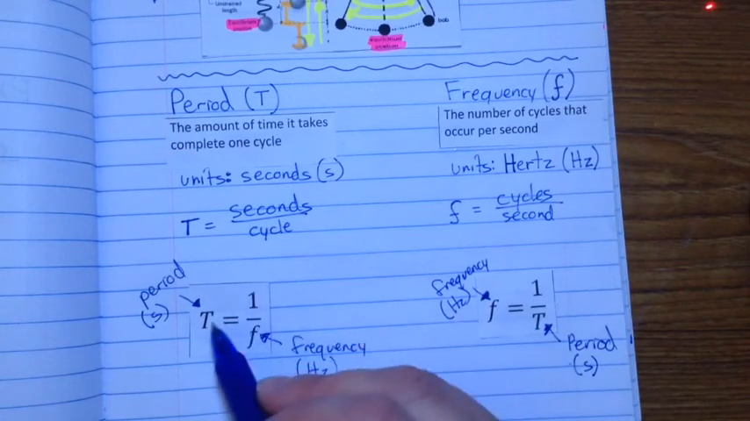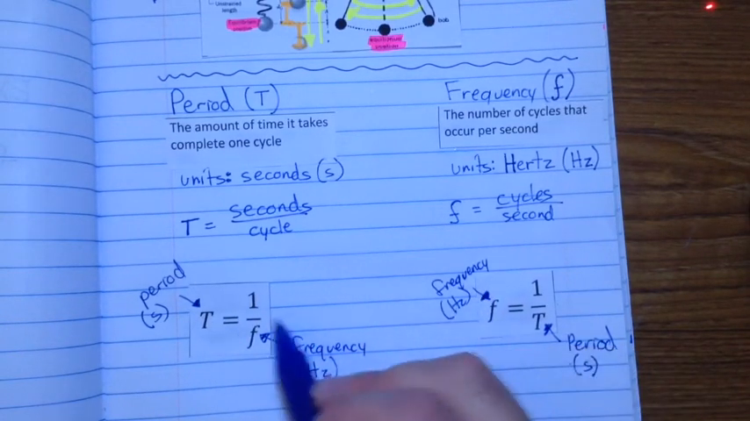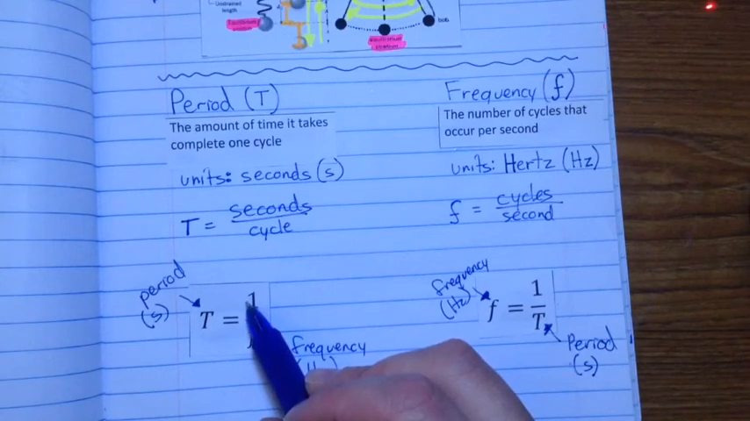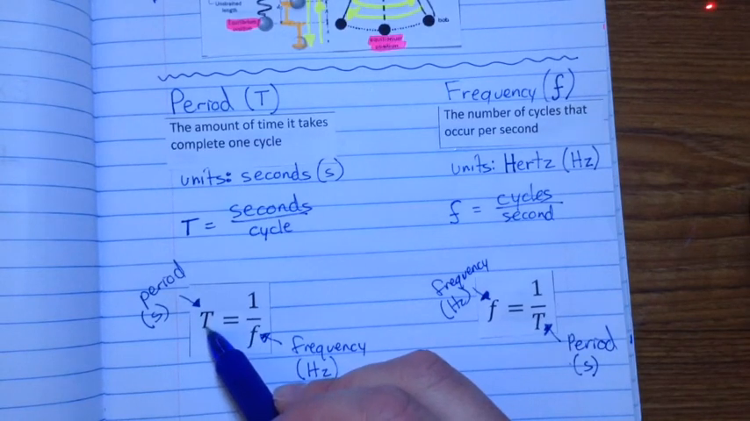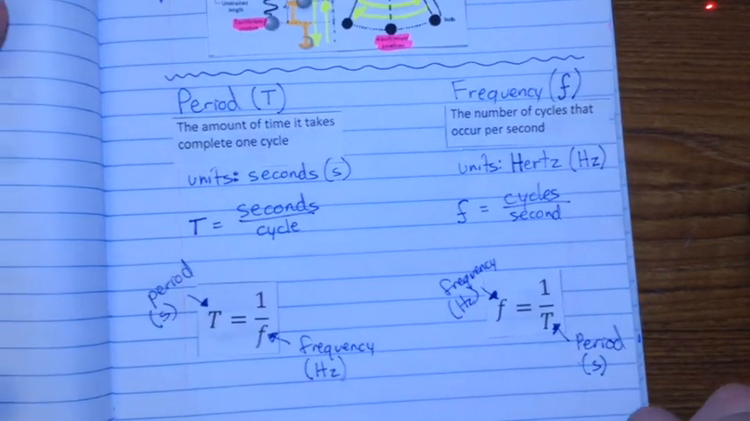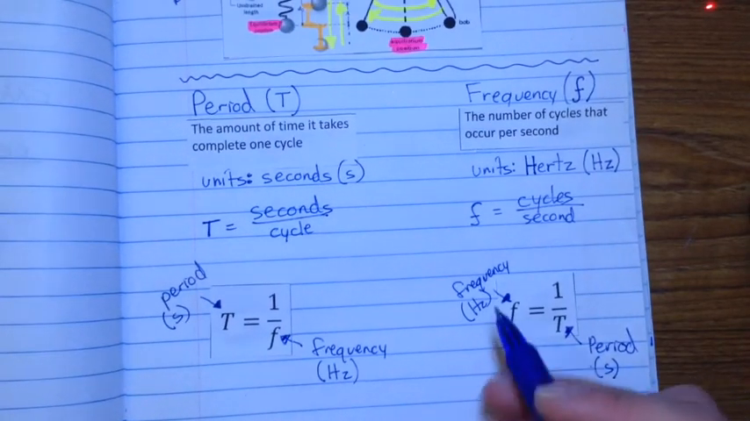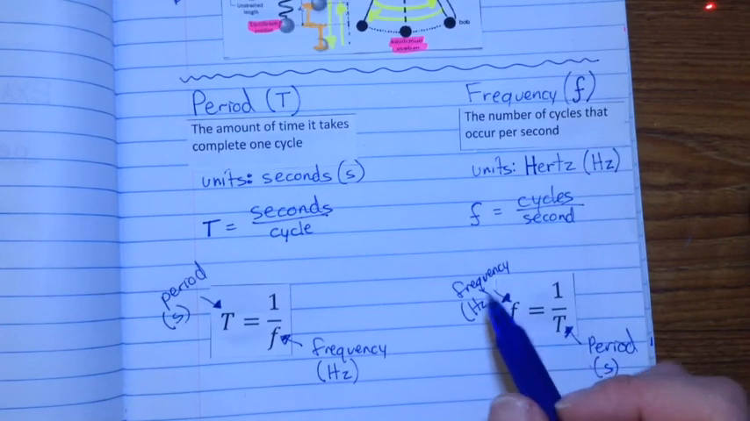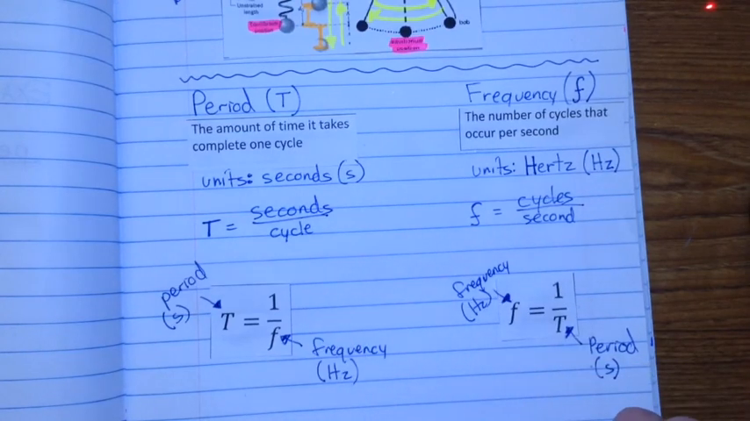And if you notice, they're kind of like the same formula. You just take the other one and you divide it by 1. So 1 divided by frequency gives you period. 1 divided by period gives you frequency. Okay? Fairly simple math. Frequency is what we use most, but it's helpful to know period and understand the concept.